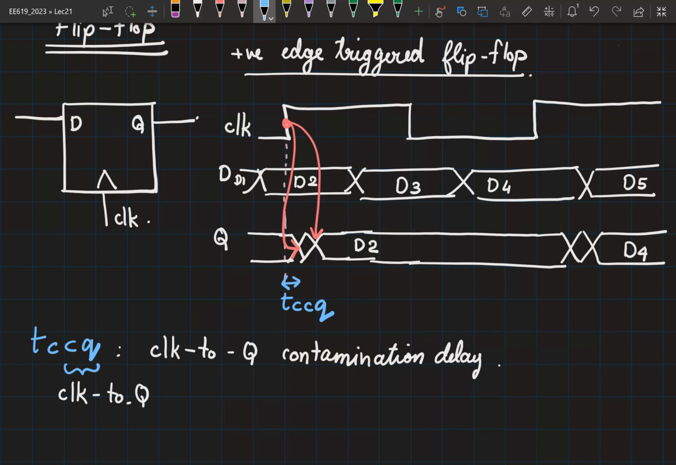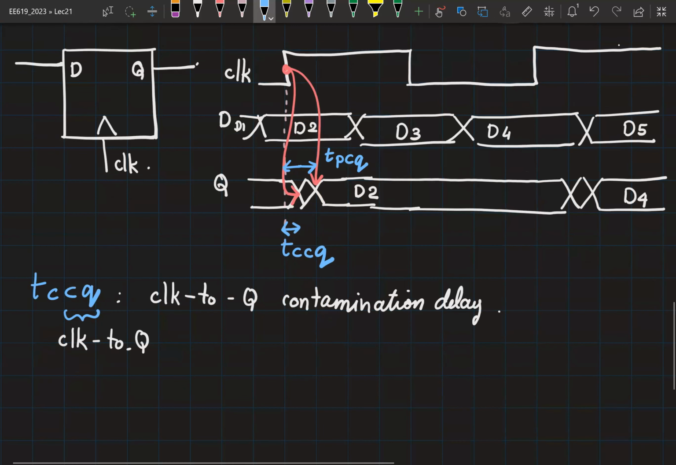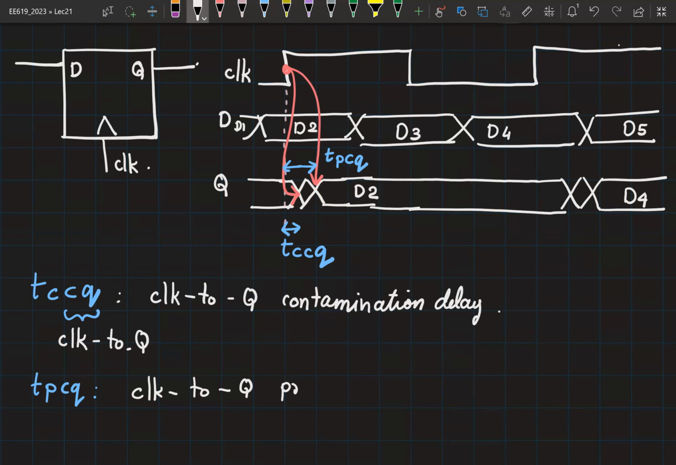We also have one more delay parameter from the clock edge to the last point at which the output is still transitioning before it became stable. What should we call this? Clock to Q propagation delay, represented as TPCQ. This is TPCQ. This is clock to Q propagation delay.